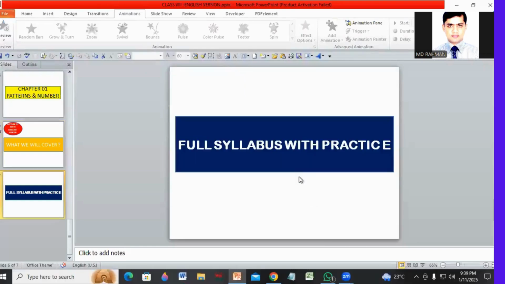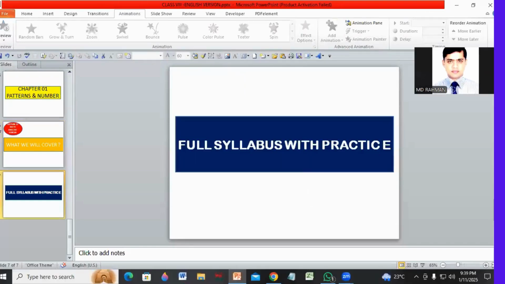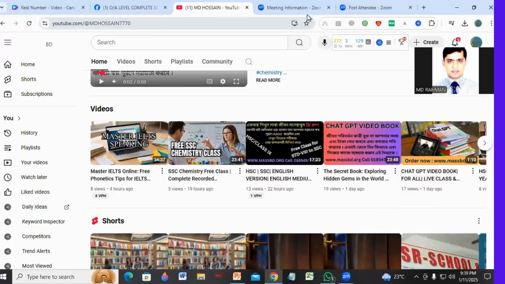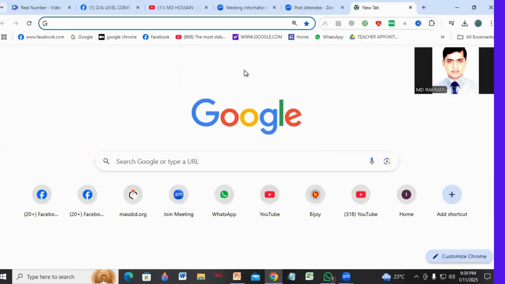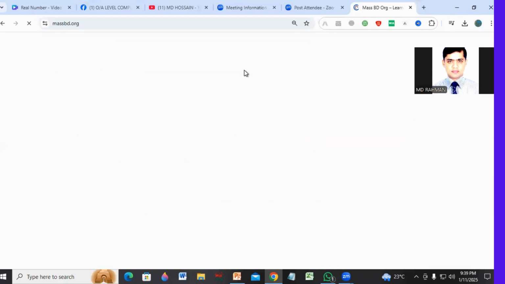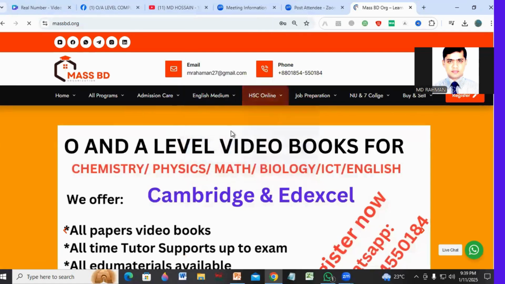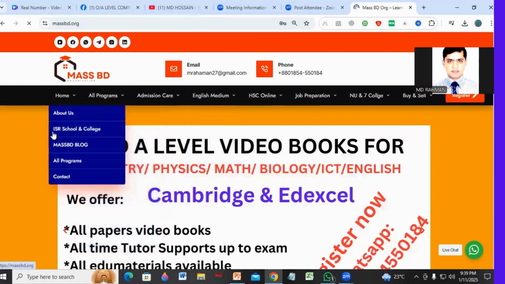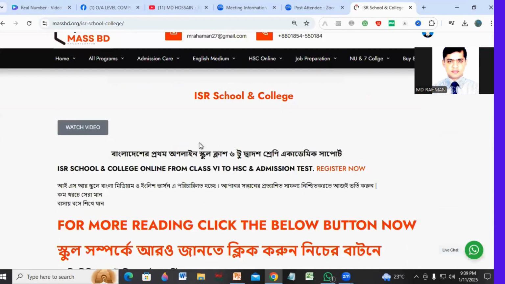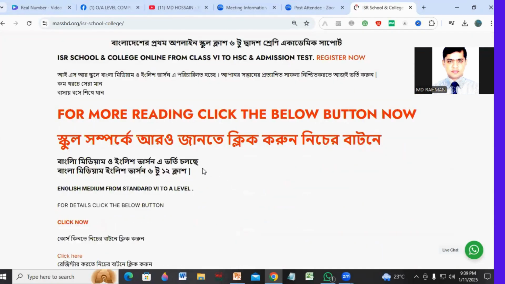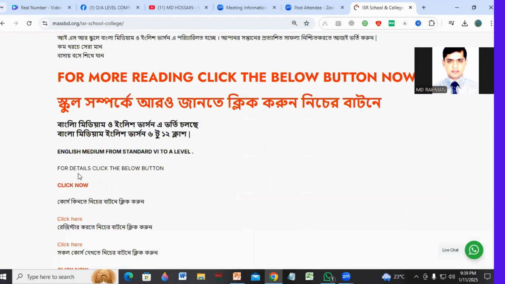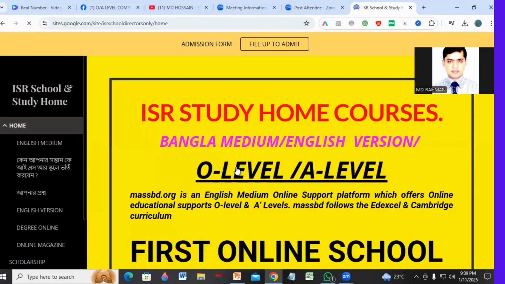So firstly, we are going to introduce you to the website. Just go to Google, write www.masberry.org, and then you will see this type of website. After coming here, you will go to ISR School and College, and then you can read the details here to get a clear conception. Then just click here, click now. Just click on the button, click now, and you will get this type of page.